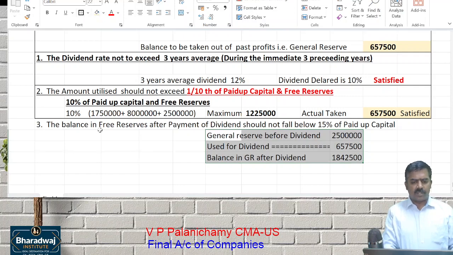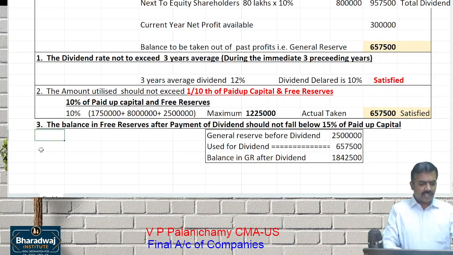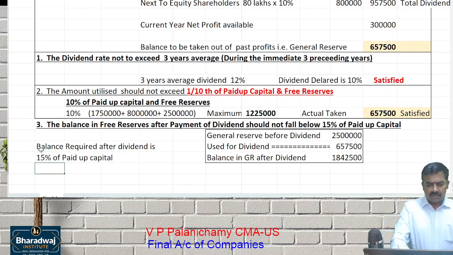This is the balance in general reserve after the dividend. Okay, the balance in general reserve after the payment of dividend should not fall below what? 15% of paid up capital கொடுத்திருக்கான். Okay, so balance required after dividend is எவ்வளோ percentage? 15% of paid up capital. What is 15% of paid up capital? 17,50,000 plus 80 lakhs. This into எவ்வளோ percentage? 15% required. After the payment of dividend இது நம்மளுக்கு மெயின்டைன் பண்ணணும். எவ்வளோ இருக்கும் பாருங்க.